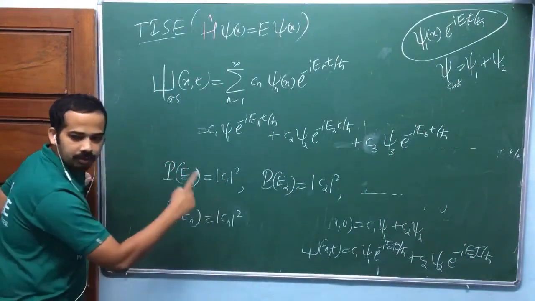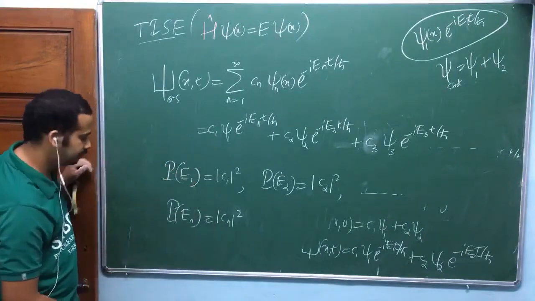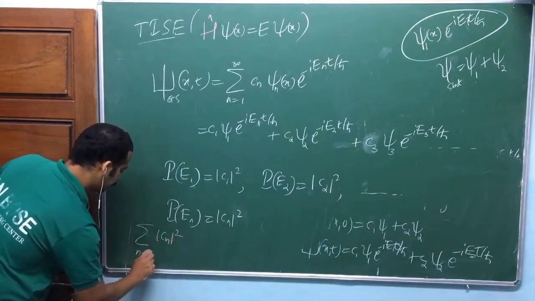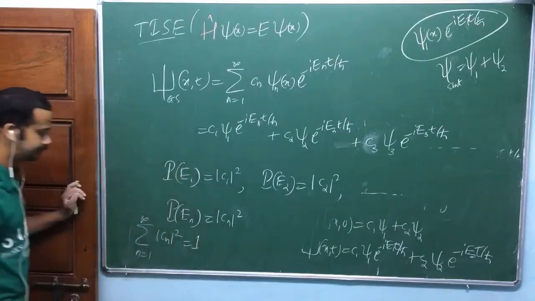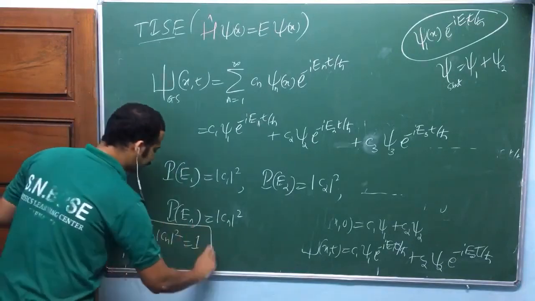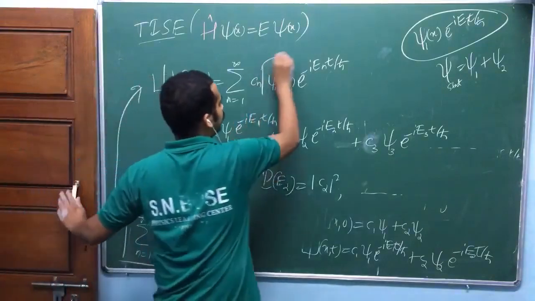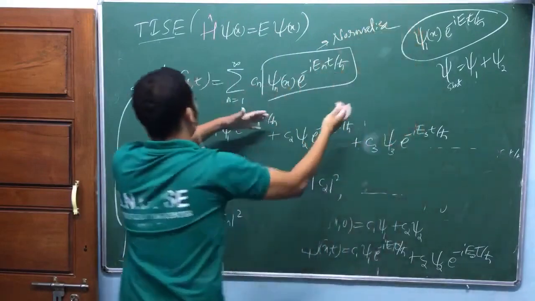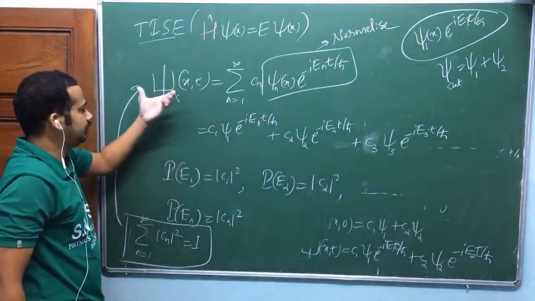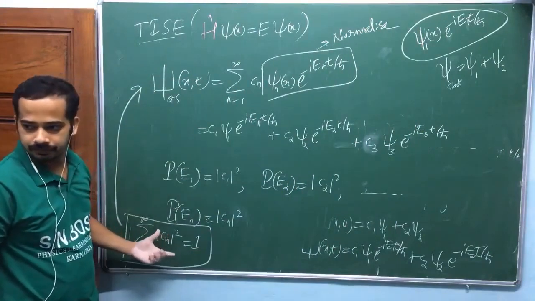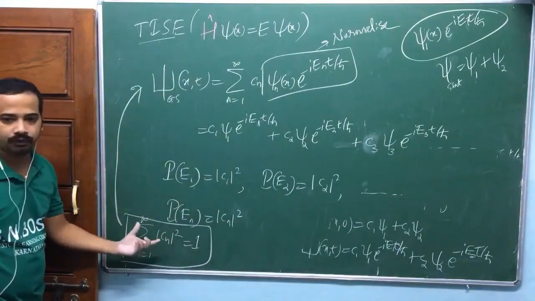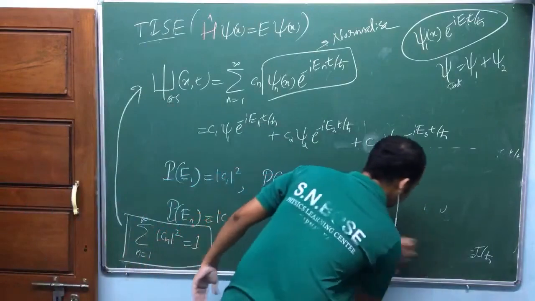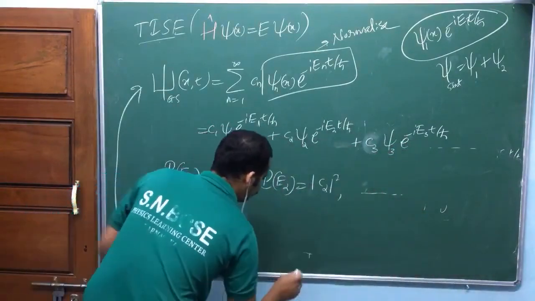Once this is probability, total probability should be equal to 1. Then the summation over mod Cn square, n equal to 1 to infinity, should be equal to 1. This is the normalization condition in this case. If these are individually normalized, okay? When you linearly combine, the total wave function after combination need not be a normalized state, isn't it? So we should enforce this condition if it is not normalized. And you will see that this is equivalent to doing it like this.